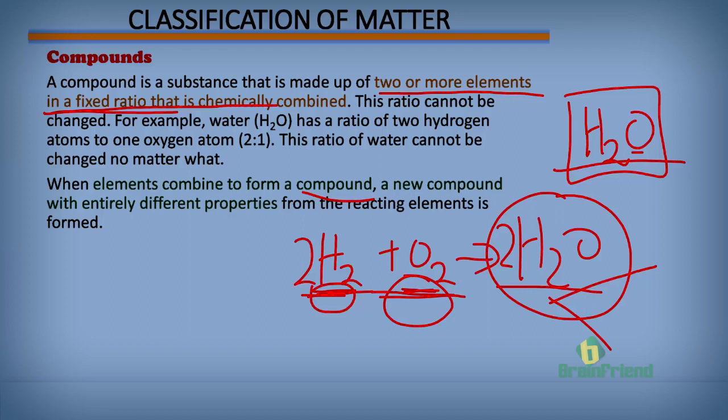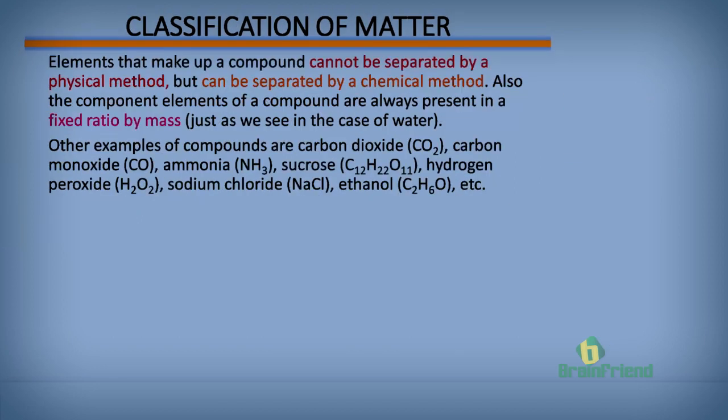Substances that are regarded as compounds are what? In a fixed ratio, and they are usually chemically combined. So this is actually what makes them different from mixtures, and we're going to look at what mixtures are. Now, elements that make up a compound cannot be separated by what? A physical method. No physical method can be used to separate, for example, water or ammonia. You cannot use any physical method of, say, filtration or evaporation or sublimation to separate these elements that make up these compounds. But there are some chemical methods available that can be used to separate them into their respective elements. Also, the component elements of a compound are always present in a fixed ratio by mass.